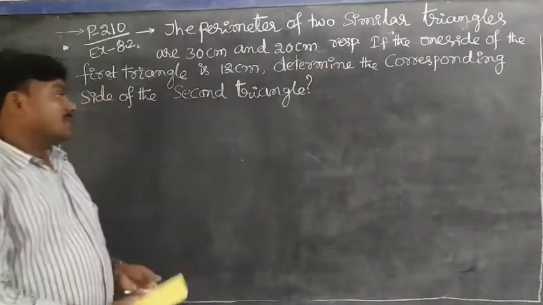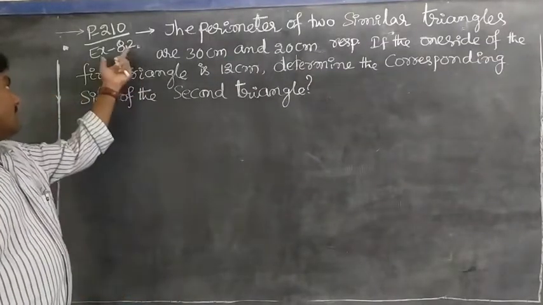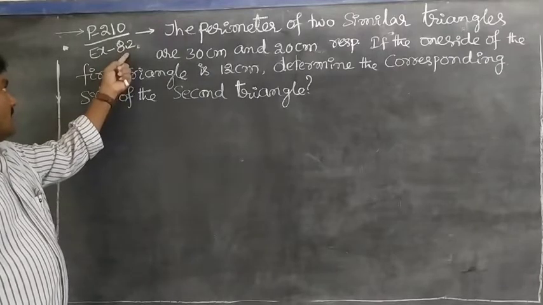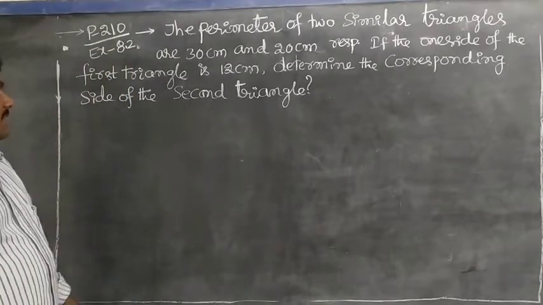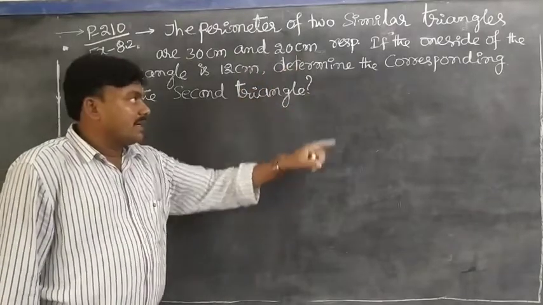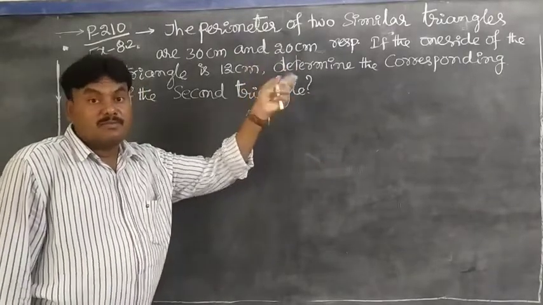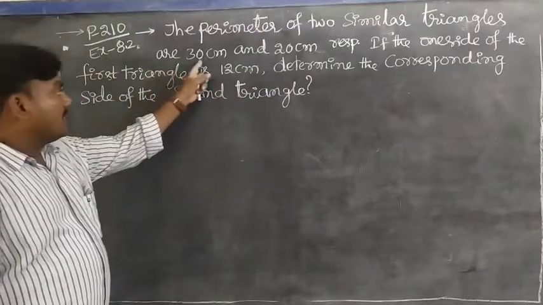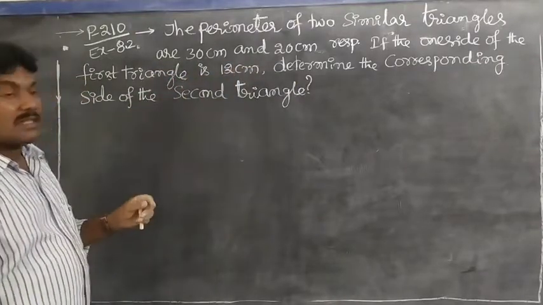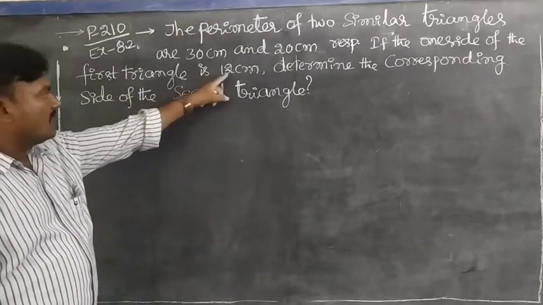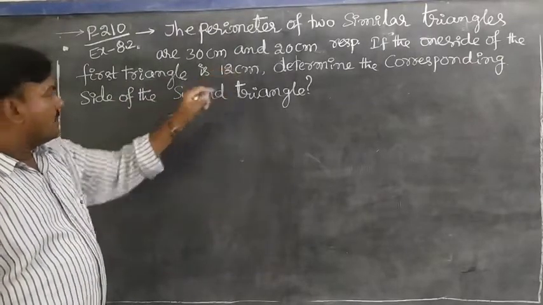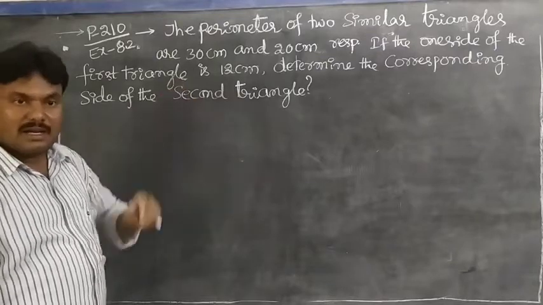Observe, students, in the academic textbook, second exercise 8.2, page number 210. What is given in the problem? Observe carefully. The perimeters of two similar triangles are 30 centimeters and 20 centimeters respectively. If one side of the first triangle is 12 centimeters, determine the corresponding side of the second triangle.